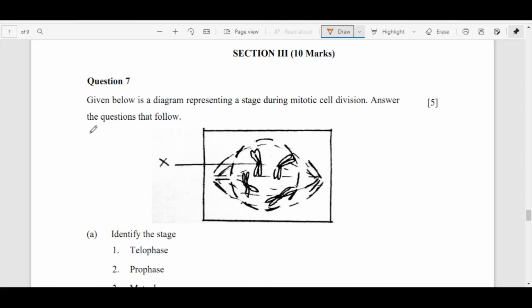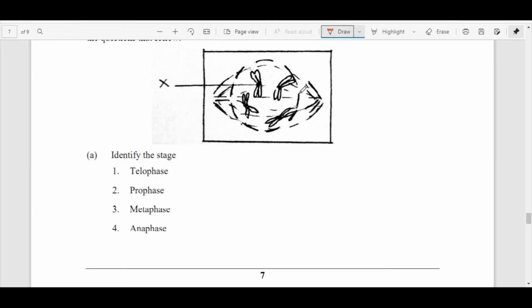Given below is a diagram representing a stage during mitotic cell division, that means mitosis. Answer the questions that follow. So let us see. So this is the diagram, children. Now identify the stage. Options are telophase, prophase, metaphase and anaphase. So from this diagram, first of all, what we can conclude, children? Just look at the diagram carefully. You will be able to answer by yourself in the comment box.